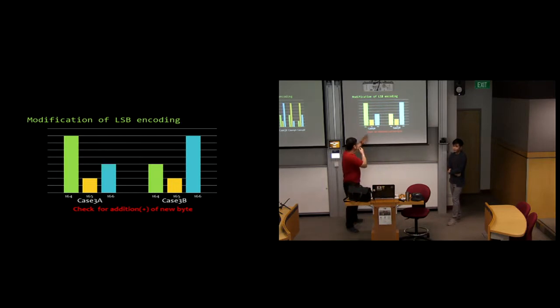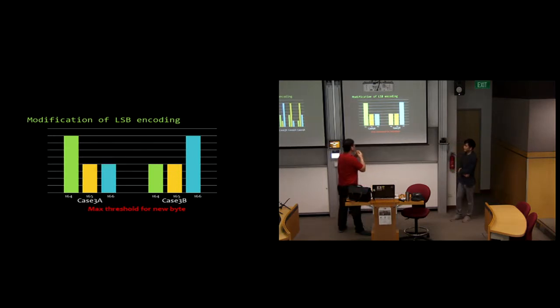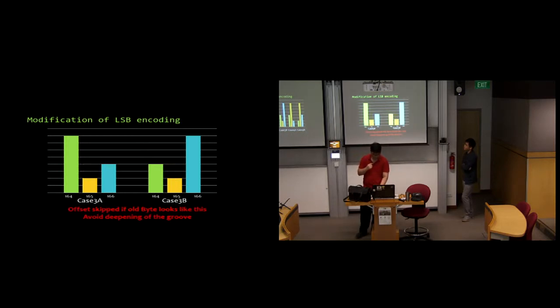And for 3A and 3B as well. So this case is where the middle is the lowest of all. So you actually wouldn't want to, you would want to skip this if the old byte, because you don't want to deepen the groove. But you will check that if this is not the case for the old byte, but is the case for the new byte, you wouldn't want it to overextend over the lowest point. So this offset is skipped. It looks like this because you want to avoid deepening the groove.